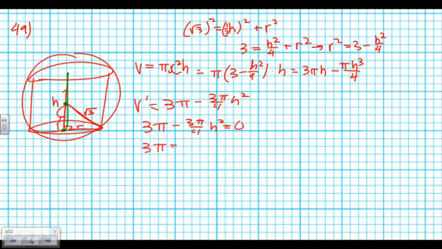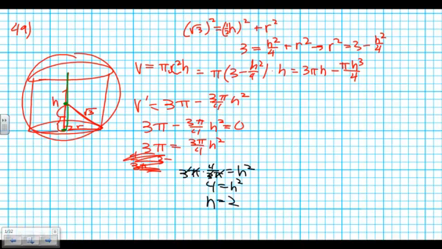3 pi is equal to 3 pi over 4 h squared. You can take out a 3 pi. Oh, that's terrible. I'm going to try writing that again. I'm going to take 3 pi and multiply it by the reciprocal of that, which is 4 over 3 pi equals h squared. 3's cancel, pi's cancel. We're left with 4 is equal to h squared. We really needed a calculator for that. Really? h is equal to 2.